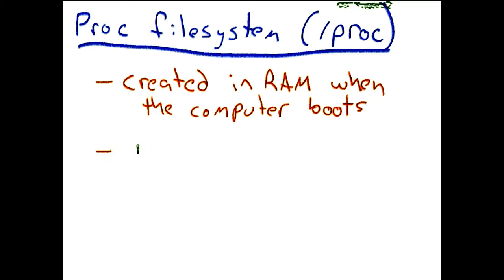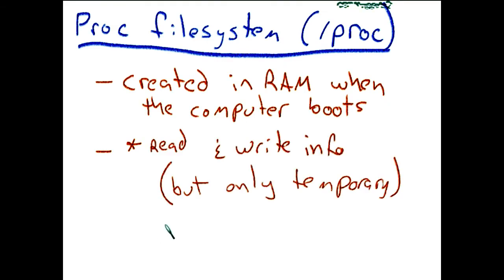Now another thing about it, the proc file system is where all sorts of different configurations are stored. Now I'm going to put an asterisk here. You can read and write information about the running kernel in the proc file system, but there are some caveats. You can read things from it, but it's only going to be temporary. Since it's created every time the computer boots, if you make changes to the proc system, when you reboot, those changes are going to be gone.